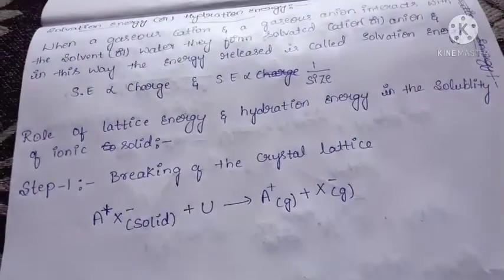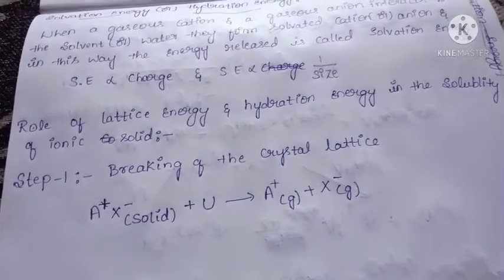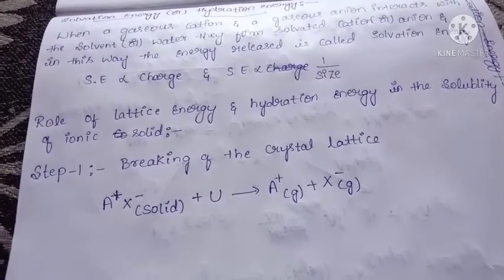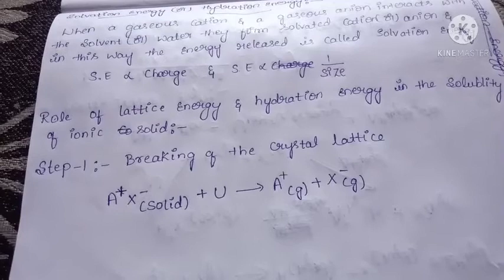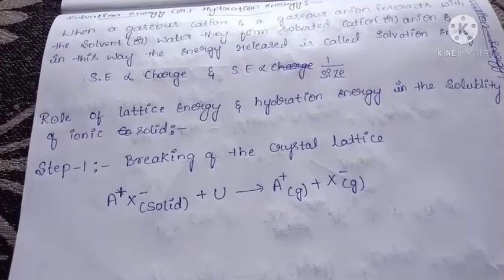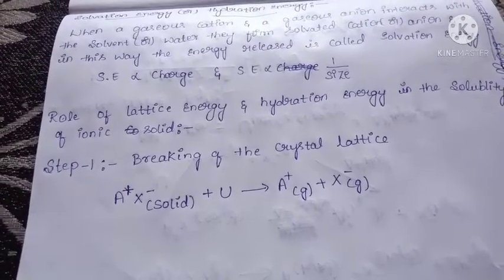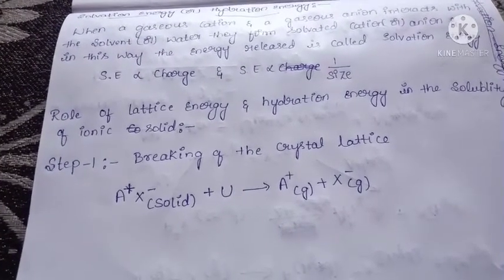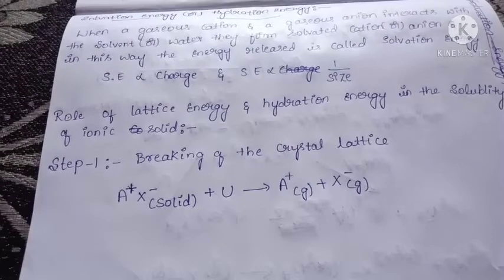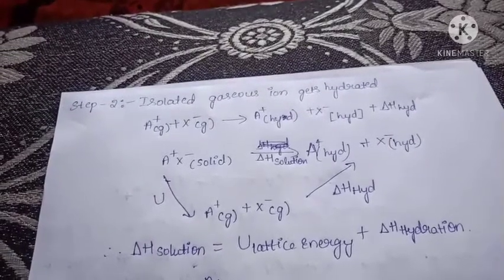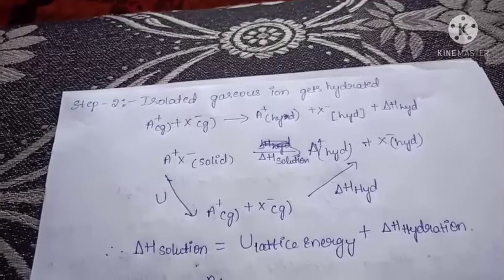The first step is breaking of the crystal lattice. The solid will be breaking. It means some solid particles should be dissolved in the solvent. In that, the solid particles dissociate. For the dissociation of solid particles, it needs some energy absorption. So that will be lattice energy. That reaction is called endothermic. And step 2 is the isolated gaseous ions getting hydrated.